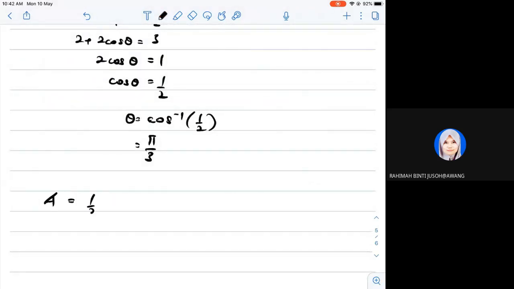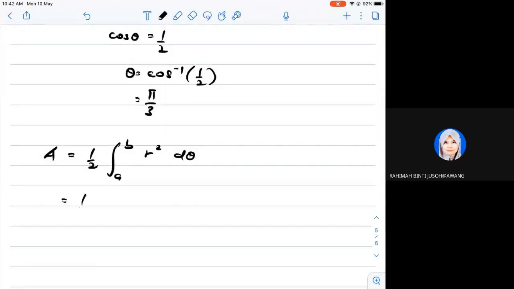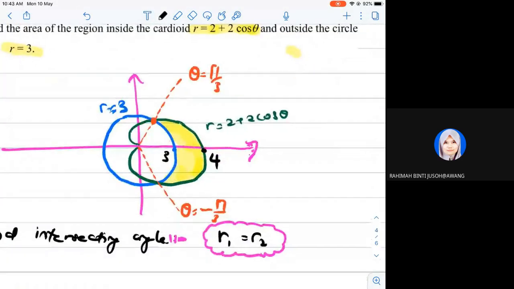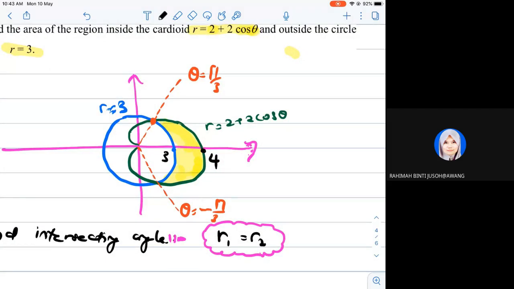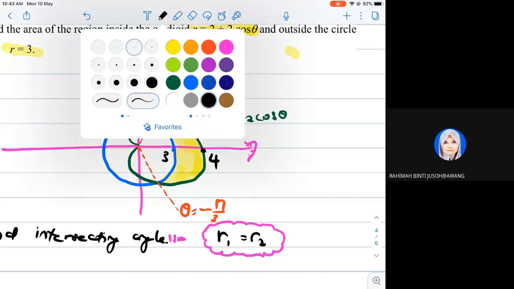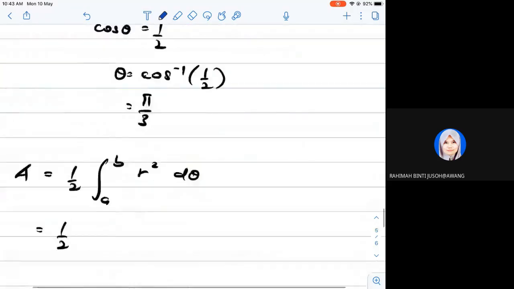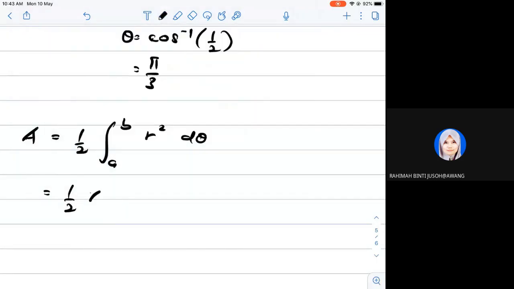Area equals to 1 over 2 integration from A to B R squared d theta. So we will have 1 over 2 integration. Okay, sekarang ni guys, you nak consider from negative pi over 3 ke you nak consider ambil daripada kosong sampai pi over 3? Kosong ke positif pi over 3. Okay, you nak consider 0. Okay, I will follow your suggestion. So you nak ambil kosong sampai pi over 3. So kita consider separuh atas, then we have to multiply by 2 lah. Okay, so kita darab dengan 2 sebab kita consider daripada 0 kan, until pi over 3.